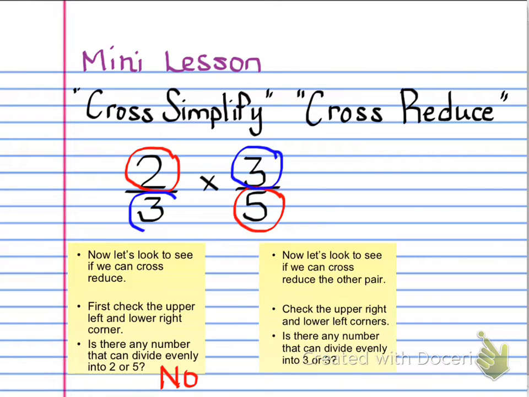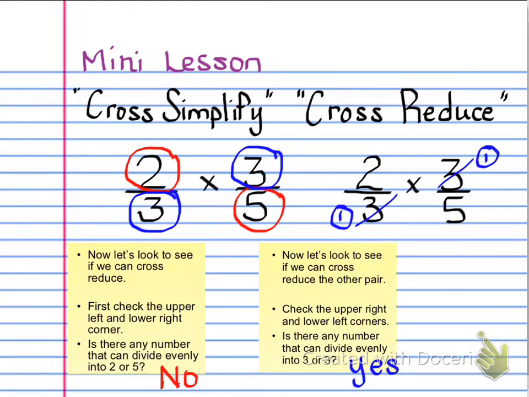Okay? Now we're going to go ahead and look at the 3 and the 3. So now it says to look if we can cross-reduce the other pair. So you're going to check the upper right corner and the lower left corner. So I've circled those 2 in blue. Is there any number that can divide evenly into 3 or 3? So obviously we can divide 3 out of both of those. So what we mean by that is we're going to take 2/3 times 3/5. And now we're going to go ahead and cross out the 3's and put a 1 there. Because what we've done is we've divided 3 out of each of them.